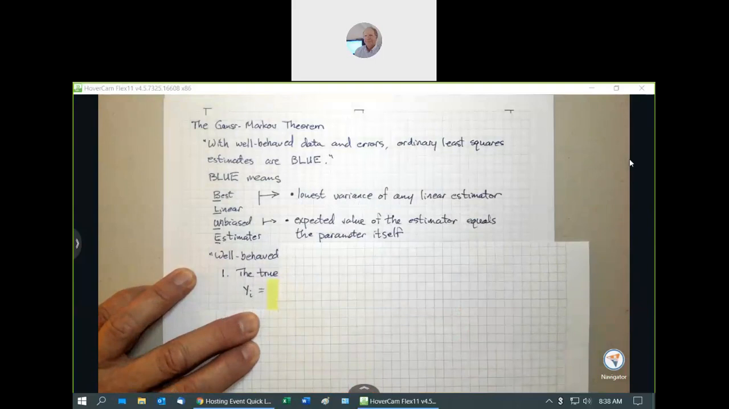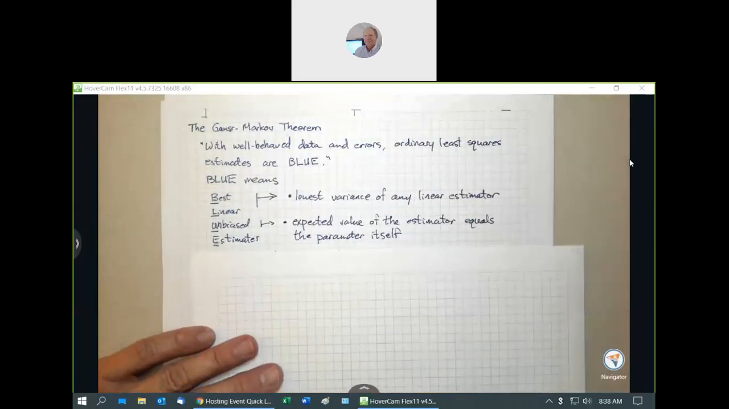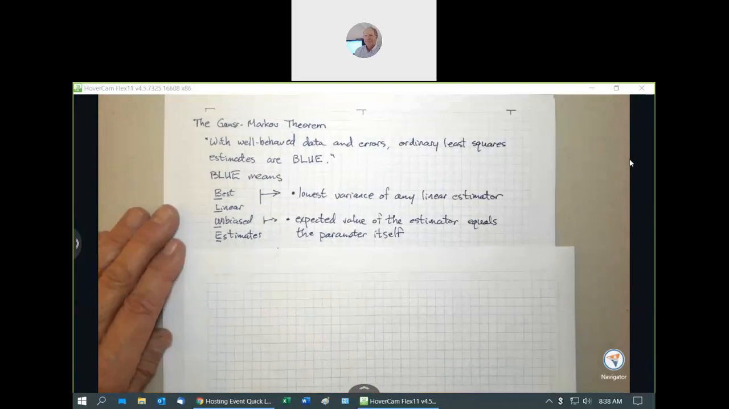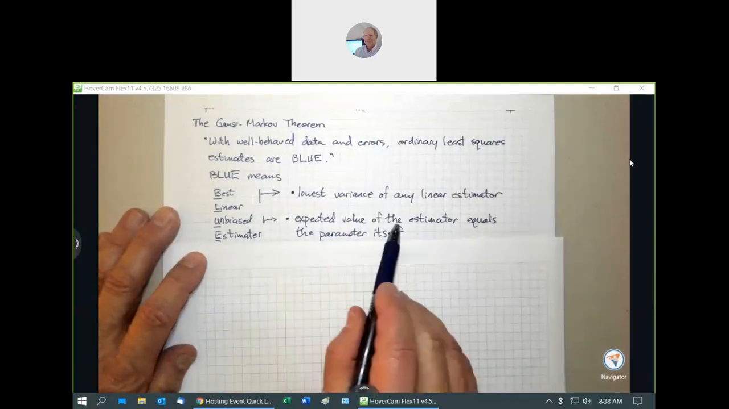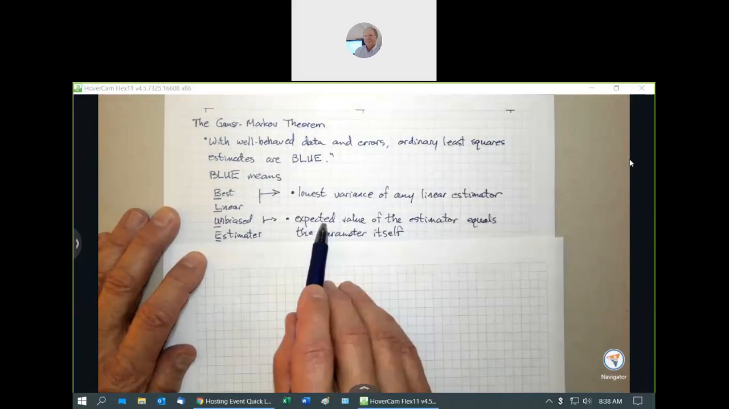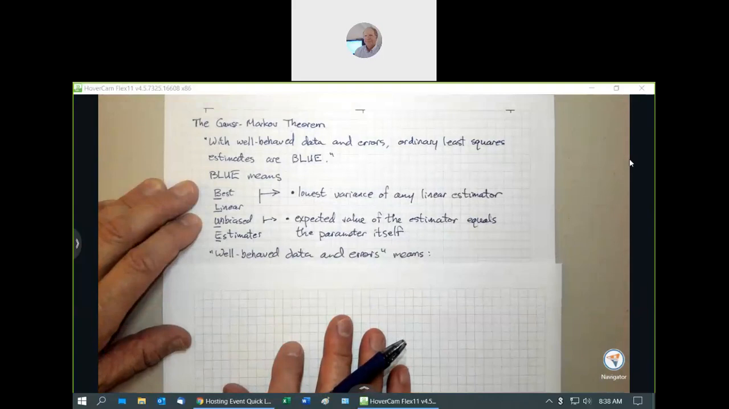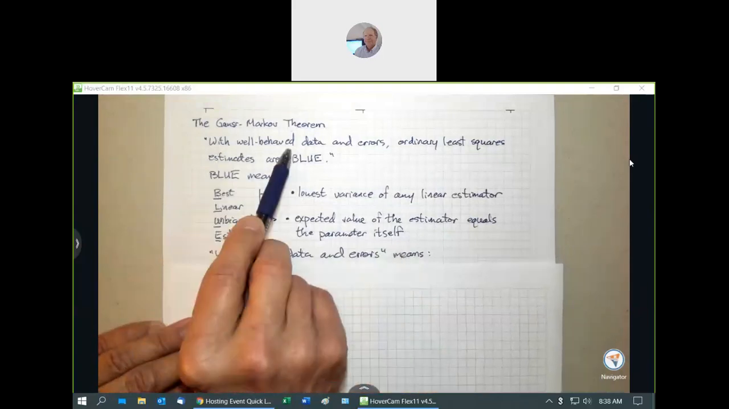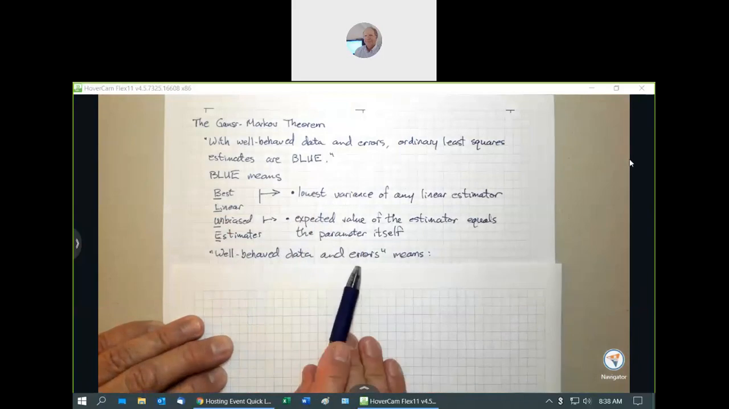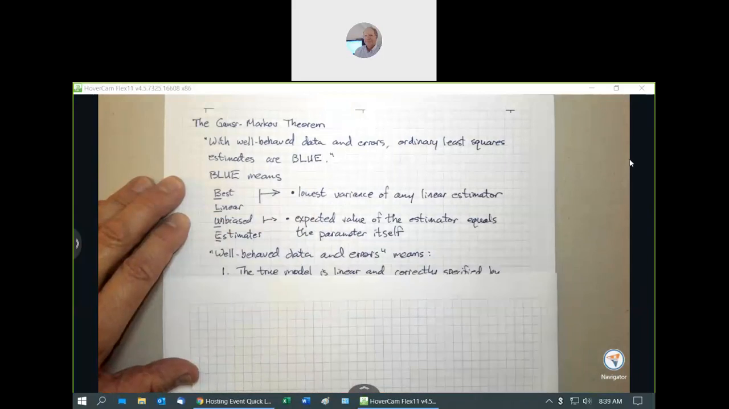So what that means is that when we're doing ordinary least squares with these well-behaved data sets, it's like we're on a search for the truth of beta 1, and we're always closing in on it because although some estimates are high and some are low, the expected value of that estimator equals that parameter itself. Well-behaved data and errors is the key part of the Gauss-Markov theorem, and it means a lot. There are a lot of things that data and errors have to be in order to be considered well-behaved.